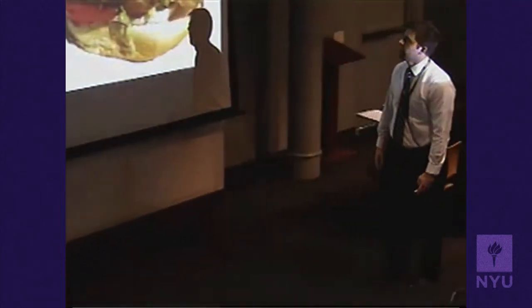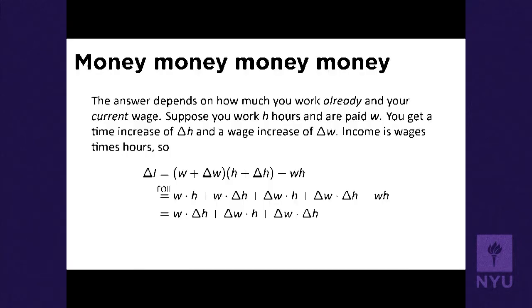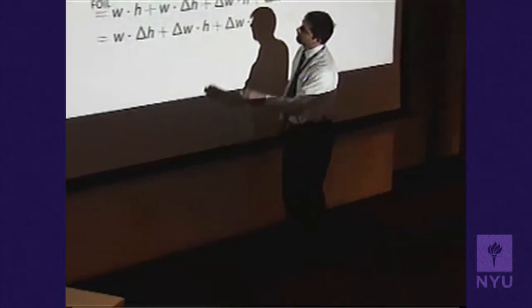Well, let's think about changing the factors in a product. The change in my income is the product of my new wages times my new hours minus the product of my old wages and my old hours. So if I get a raise of delta W, W is wages, delta W means change in wages, and I work delta H more hours, H for hours, delta H for change in hours, then this is my new income, this is my old income. Expanding that out, what do I have?